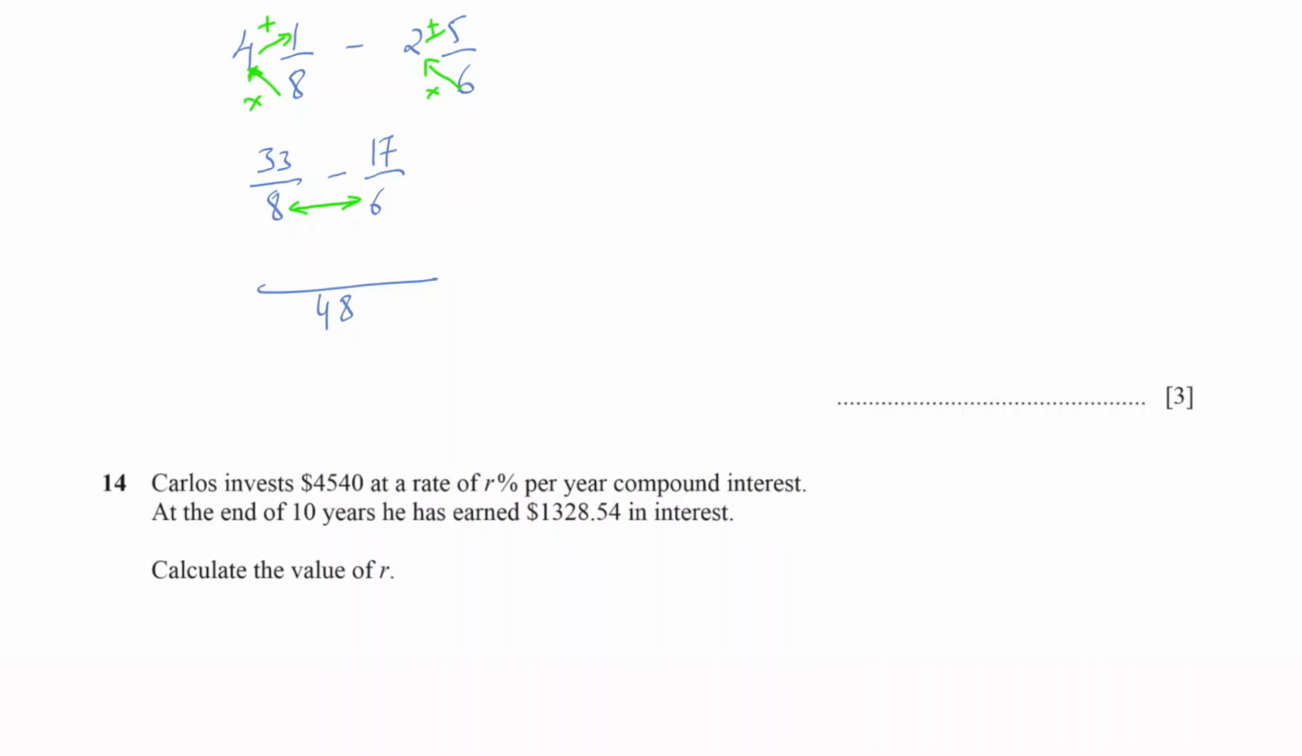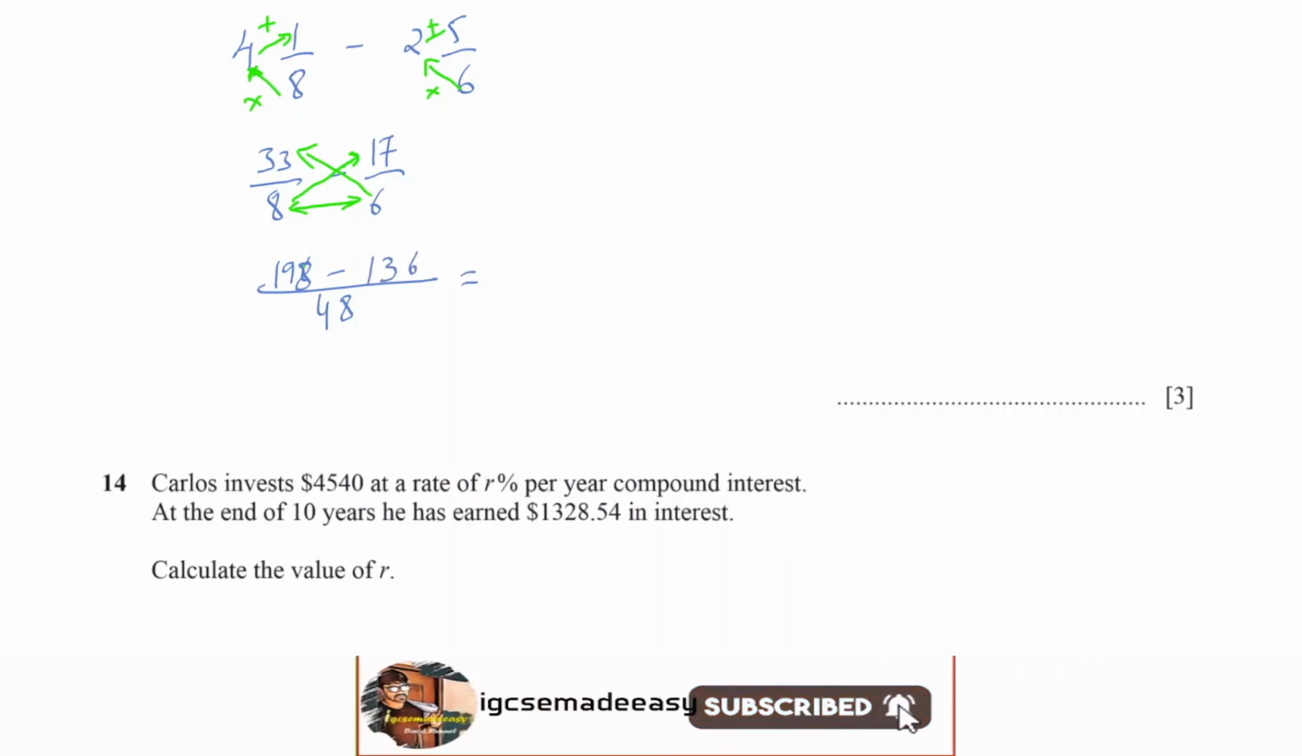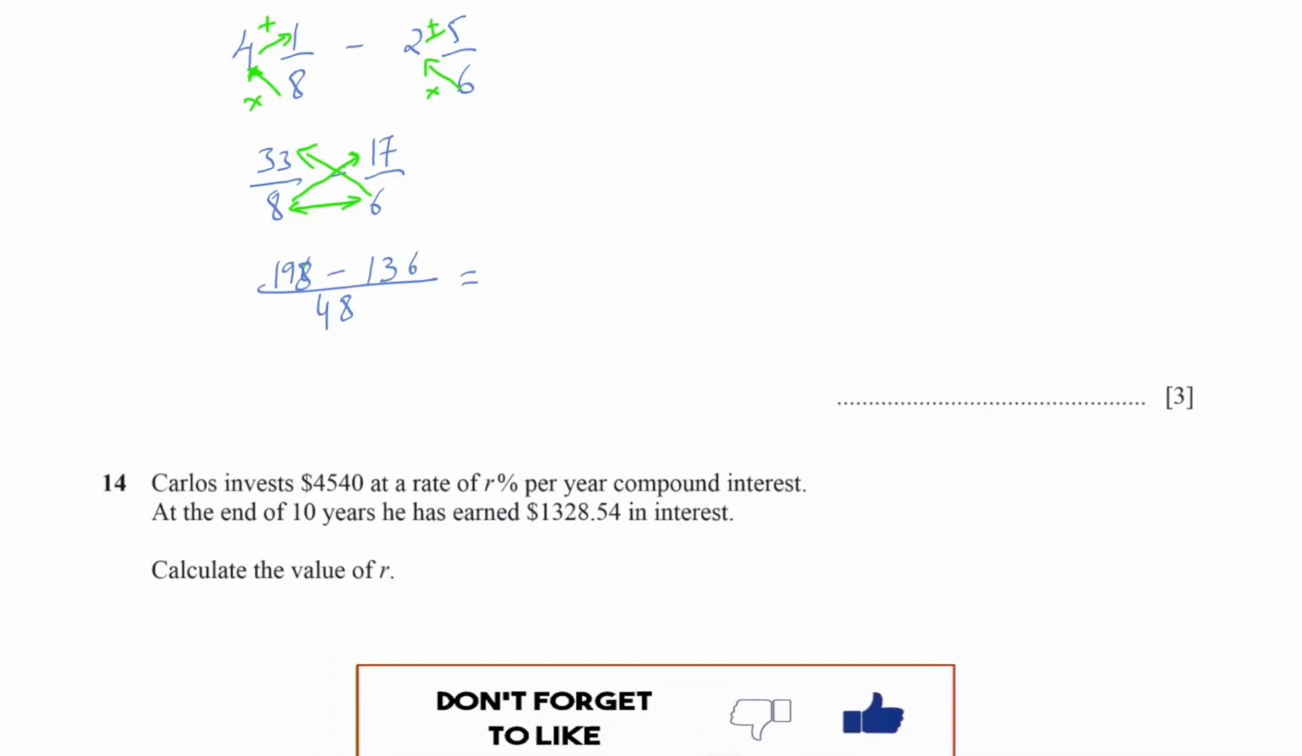After that, you have to multiply this with this one, right? 6 times 33. You can use a calculator, that's not an issue. 6 times 33 is 198, and you write it over here, 198. Then you have to multiply this with this one. As I told you, it's a cross multiplication, so 17 times 8, and 17 times 8 is 136.